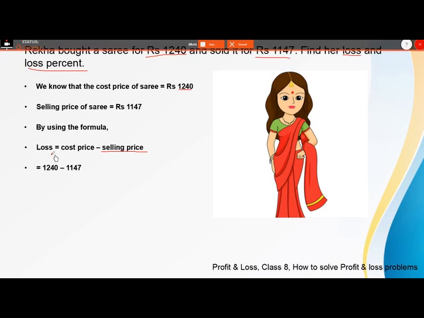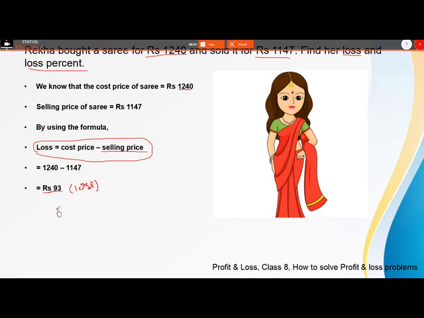It is very easy. If you don't understand, you can use the formula, you can memorize it and just put out the values. But I suggest you understand this, because you can derive your formula and you can use it. It's better. And by minusing it we get rupees 93 as the loss. Okay, this is the loss. We found the loss.